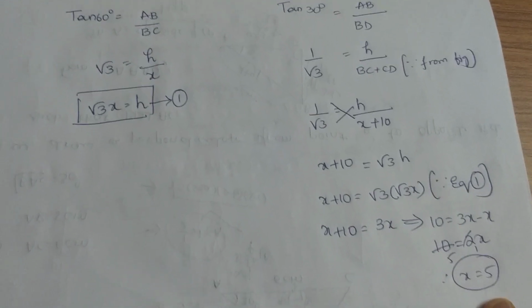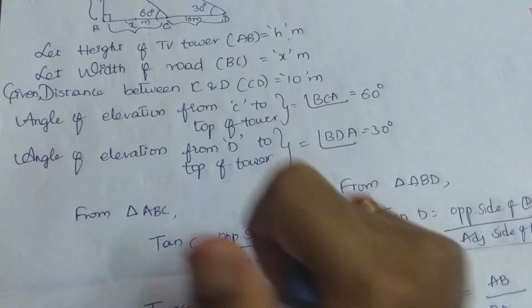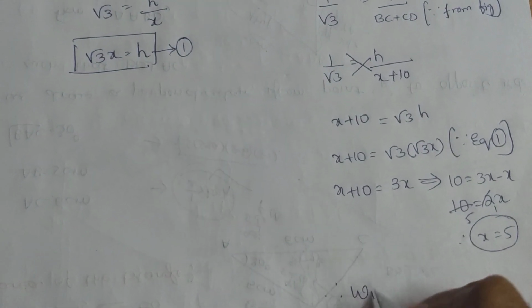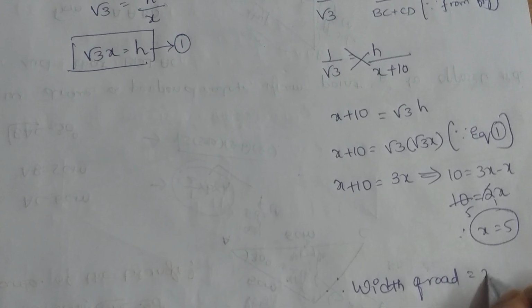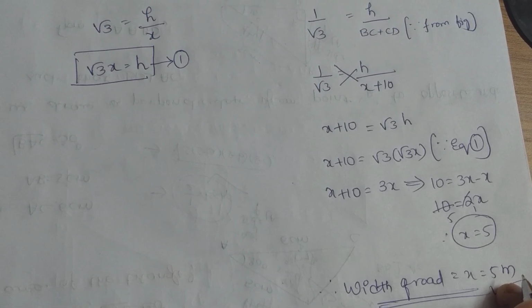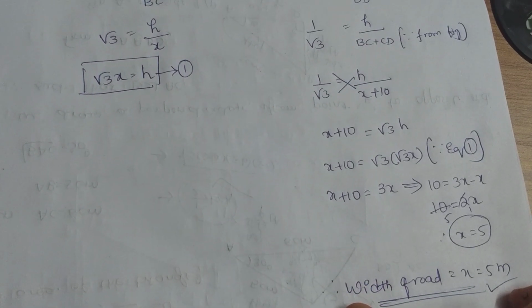What is this x? Let's see here, what did we assume as x? Width of the road is x. We got the x value. Clear? So from this what can we write? Therefore, width of road equals x equals 5 meters. You have to definitely mention units also. Clear? Now, one is solved. Width of the road is done.